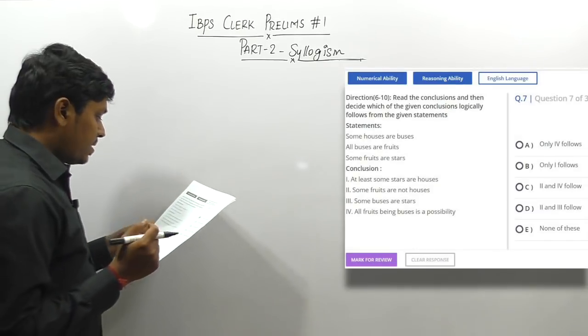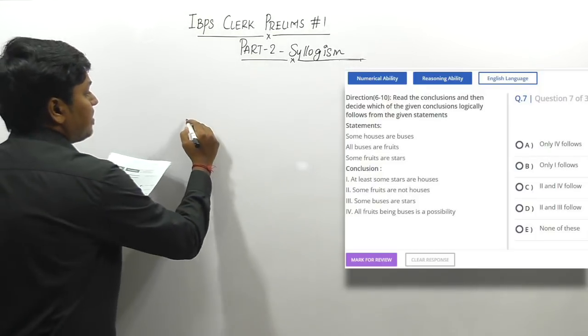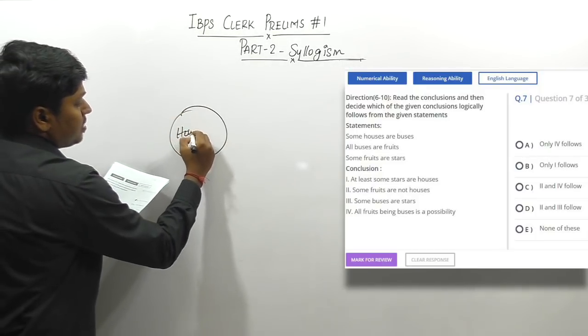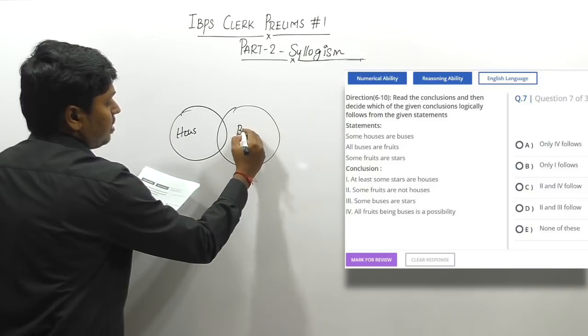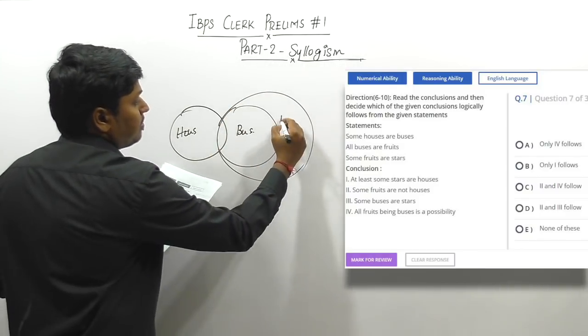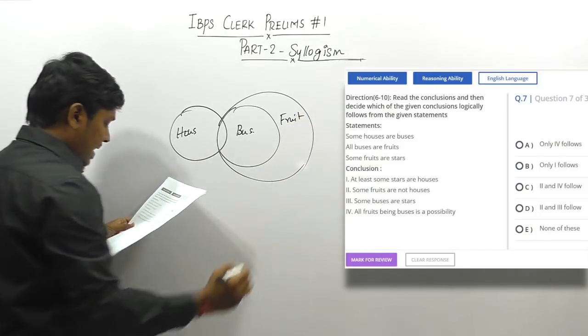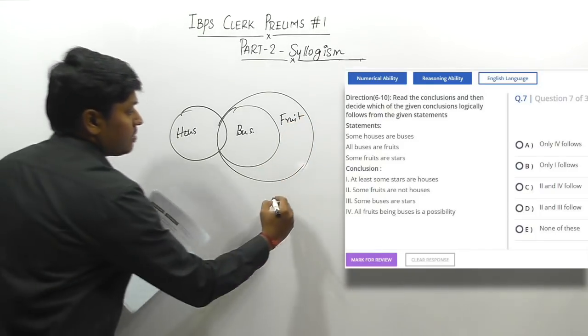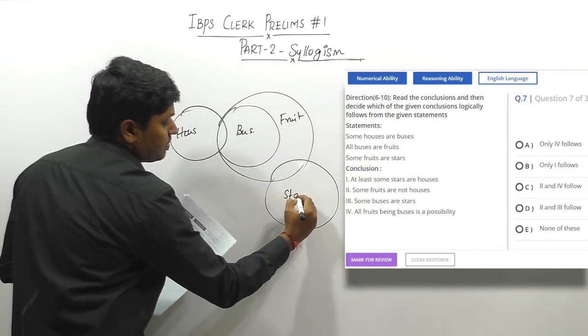Question number 2. The statement is some houses are buses. And all buses are fruits. And the last statement is some fruits are stars.